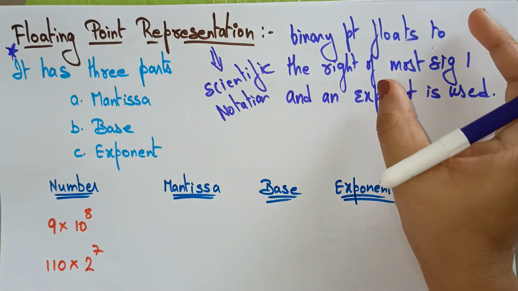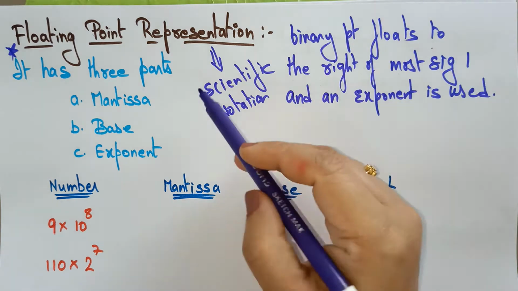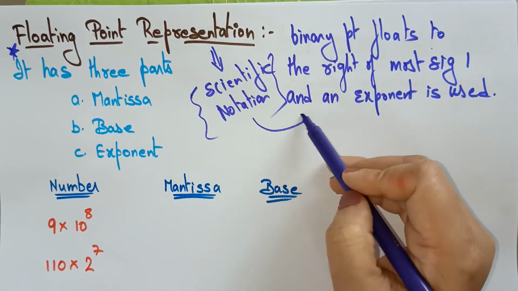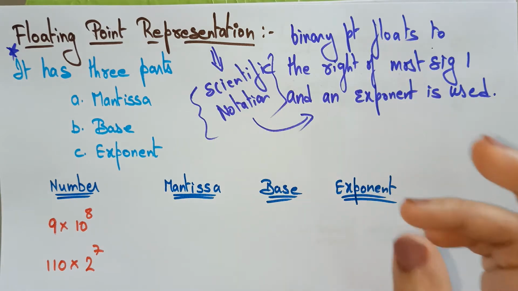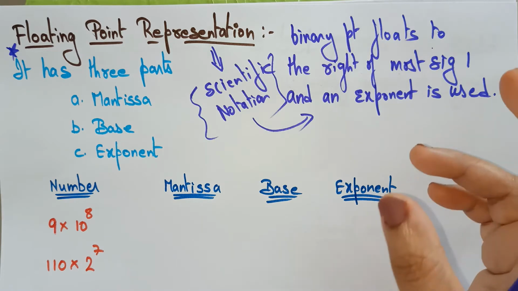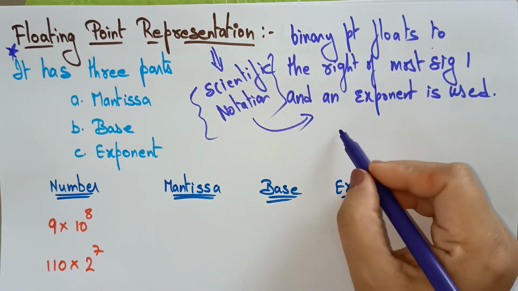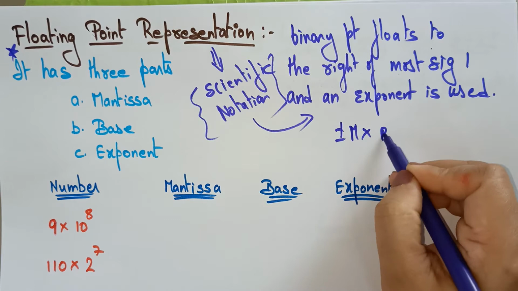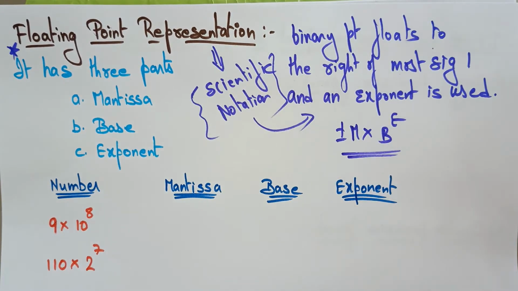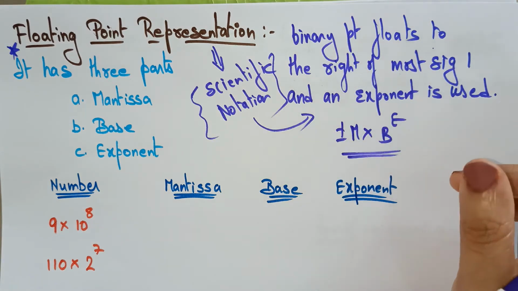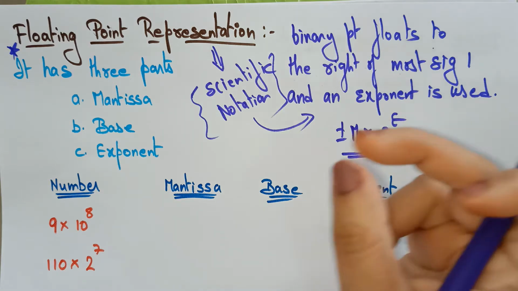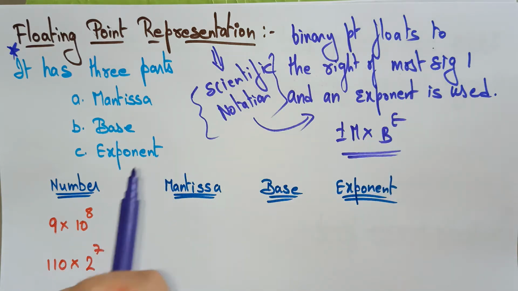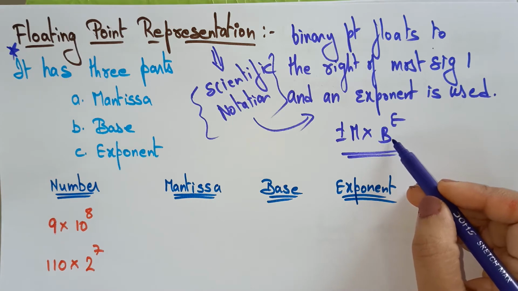So we are representing the floating point in scientific notation. This is the meaning of scientific notation. A number can be represented in scientific notation. How can a binary number be represented in scientific notation? That is plus or minus m into b power e. This is the representation of the scientific floating point number. Whatever binary number we are taking, the binary point floats to the right of the most significant one, and here we are using the exponent also.